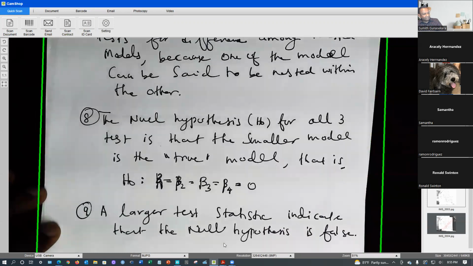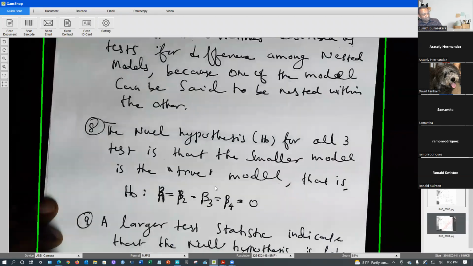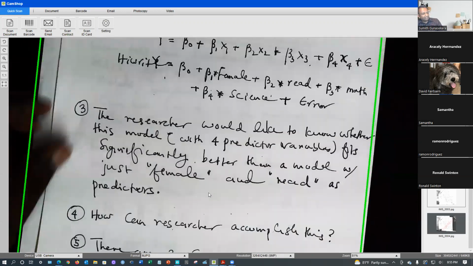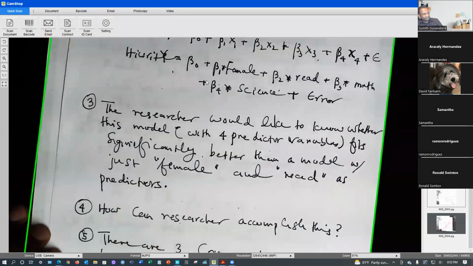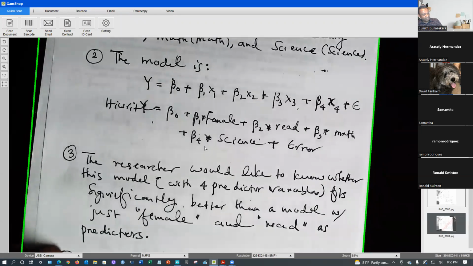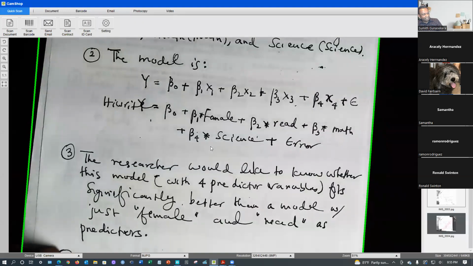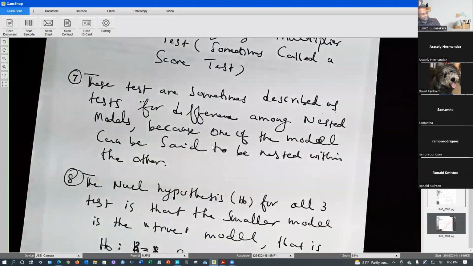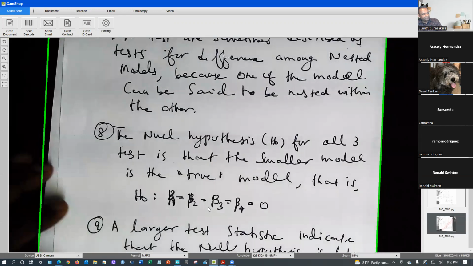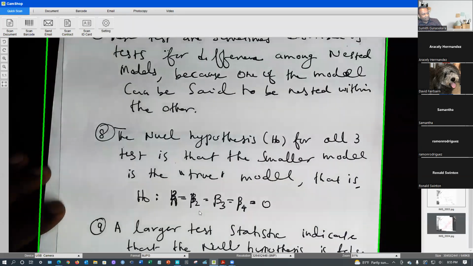Larger test statistics indicate that the null hypothesis is false. You can do the overall test, or you can do the partial test. In such a situation, you can do the overall test. You can check beta 1, beta 2, beta 3, beta 4, all tested at the same time. That's called the global test. You have done this kind of stuff; I'm just trying to refresh your memory. Or you can do the partial test.